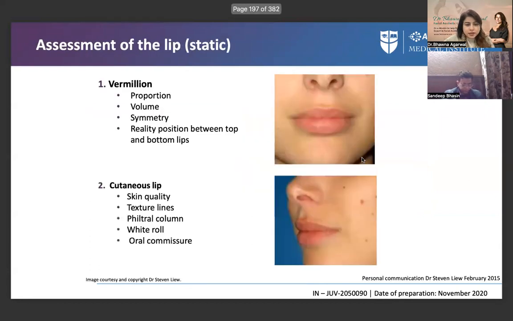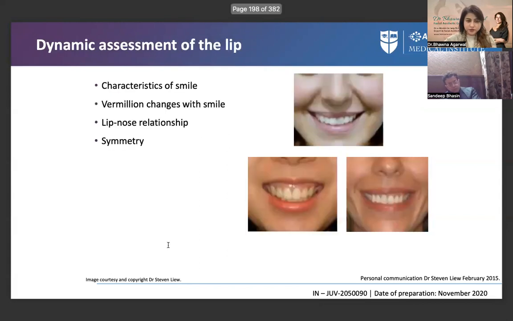Now, when we assess the lips, 2 kinds of assessment have to be made. One is the static assessment and one is the dynamic assessment. The static assessment is at rest. We observe the proportion, volume, symmetry, and the position between the top and the bottom lips. And we also check the skin quality, texture, lines, philtral column, white roll, and oral commissure. All these points need to be observed first.